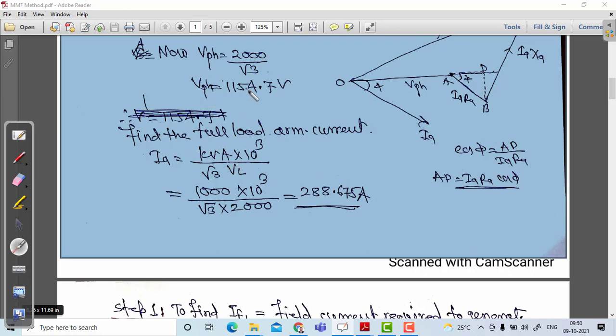Now what is Ia? Vph is 1154.7 volt, and Ia equals kVA into 10 raised to 3 divided by root 3 into VL, that is 1000 into 10 raised to 3 divided by root 3 into 2000. The full load current is 288.675 ampere. Okay, so in this way we can proceed further.